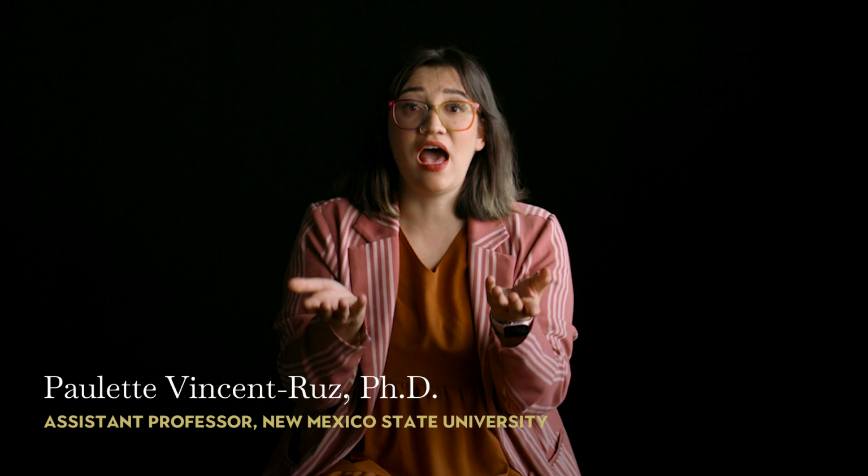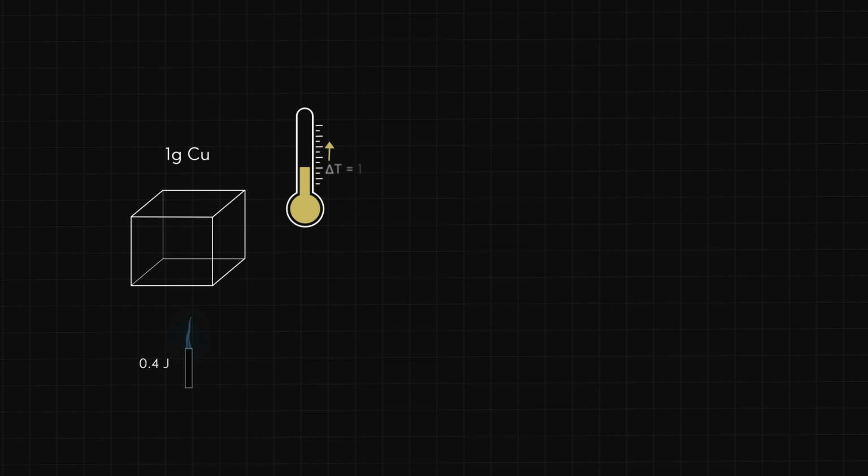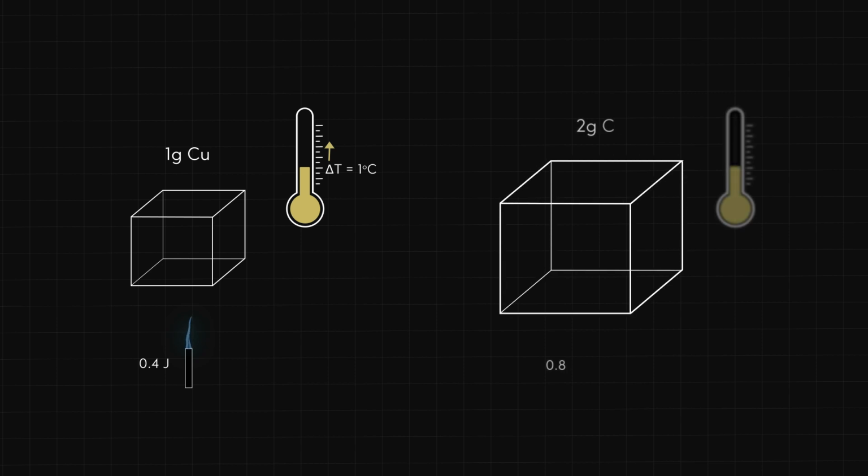The heat capacity of an object is how much energy it takes to raise the temperature of that object. It takes about 0.4 joules of energy to heat a gram of one block of copper by 1 degree Celsius. If we double the mass of the block to 2 grams, the heat required doubles to 0.8 joules. So heat, Q, is proportional to the mass of the block, M.